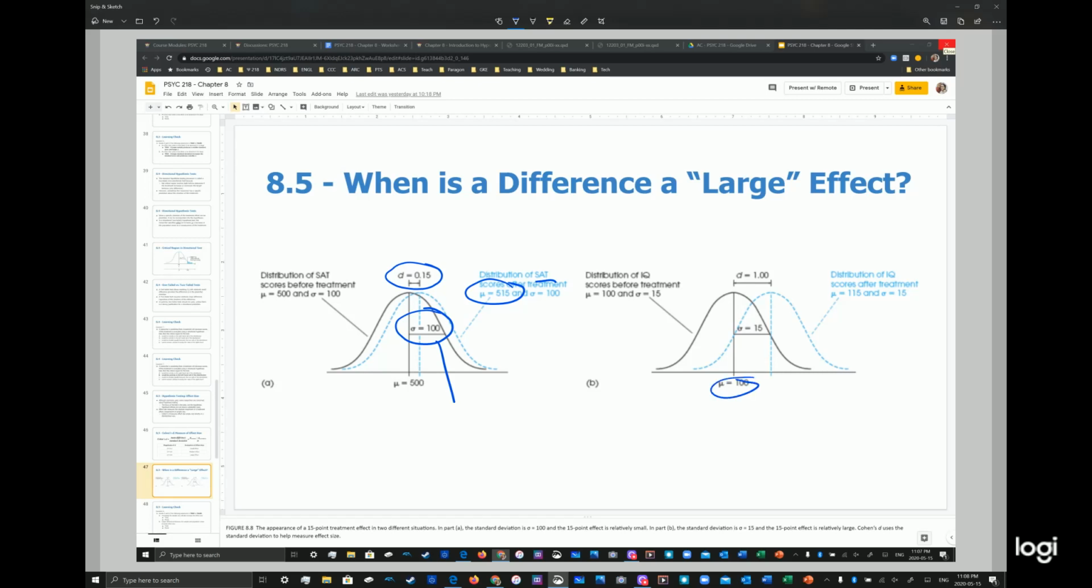Versus if it was an IQ test and the person has an IQ that is 15 points higher than 100, even though the increase is the same, 15 points, the standard deviation of this distribution of IQ scores is 15, so it's 1 standard deviation away. And so the difference, or the effect, is much larger.